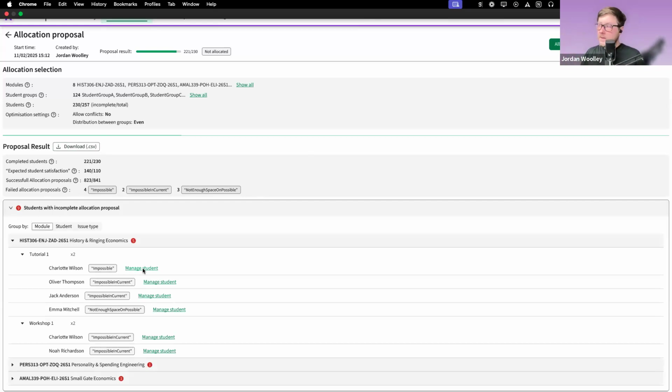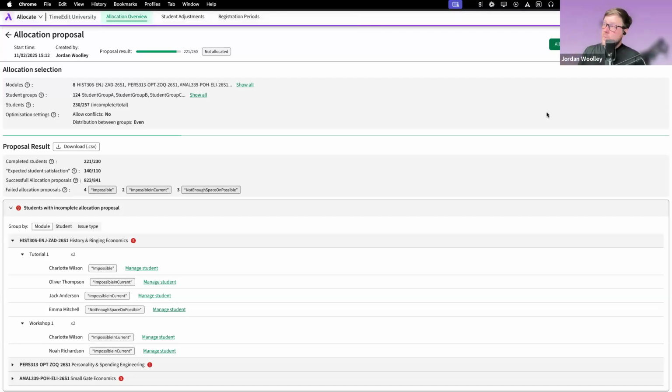Or, even better, I can change the rule set for the allocation and rerun this. So you can see some basic rules I have here where I do not allow conflicts and I am evenly distributing students between groups. I might have some different rules for a different job that give me a different result, or allocate my students differently that I'm happier with. And when that's done, I can hit allocate with the one that I want.